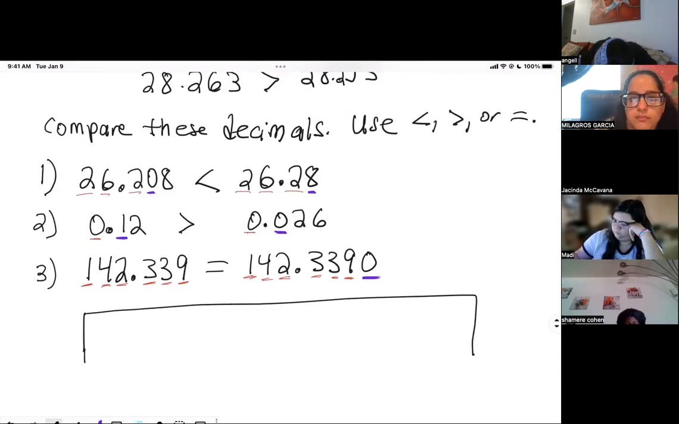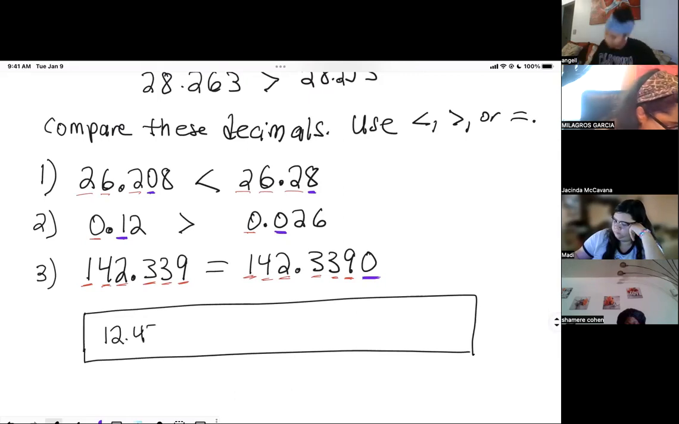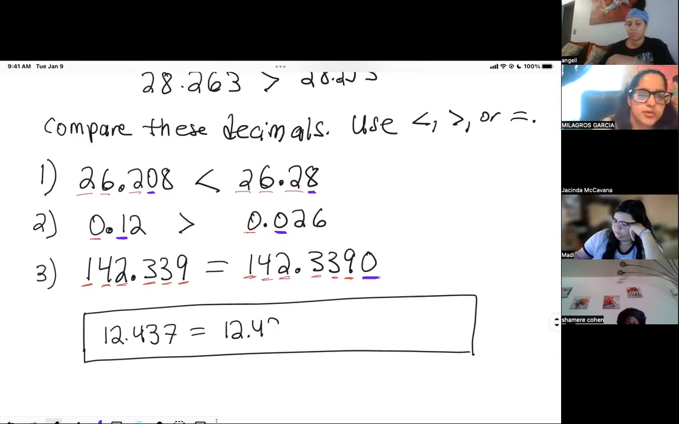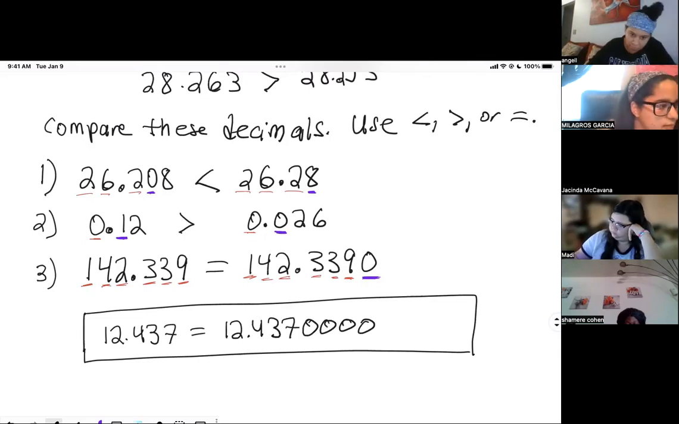Before I do one more, if I have 12.437, it's the same thing as me saying 12.4370000. They are the same number. The zeros don't count at the end.